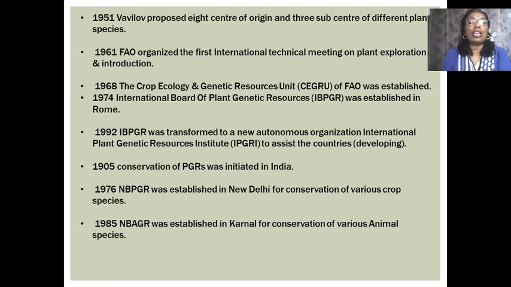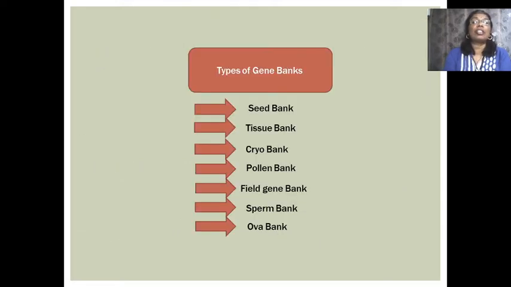In 1976, NBPGR was established in New Delhi for conservation of various crop species. In 1985, NBAGR was established in Karnal for conservation of various animal species. There are a number of types of gene banks, labeled as seed bank, tissue bank, cryo bank, pollen bank, field gene bank, sperm bank, as well as a DNA bank. But we are only concerned with seed bank, tissue bank, cryo bank, pollen bank, and field gene bank.